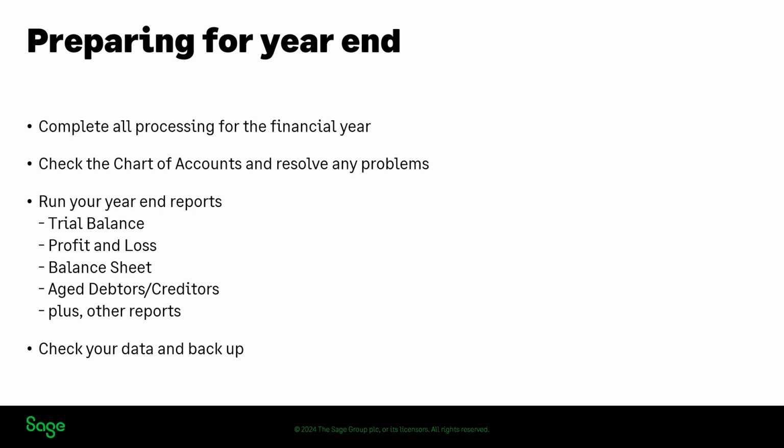Common reports are things like your trial balance, profit and loss, balance sheet, probably aged debtors and aged creditors. If you use a stock area, you might run stock valuation reports, that type of thing. While we can give you a little bit of advice on which ones to run, there's not that definitive list.